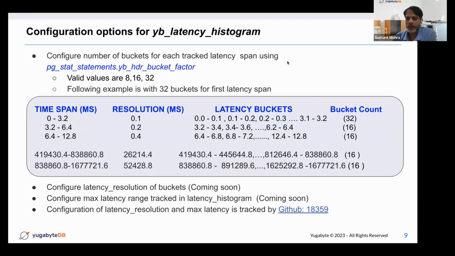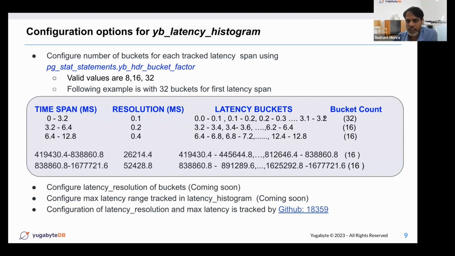Moving on to the next part, right? Some users might want to configure this, with various factors like the resolution and other factors. So going over those, we introduced a configuration called pg_stat_statements.yb_sdr_bucket_factor. Its valid values are 8, 16, and 32. The current default, as I noted earlier, is 16.